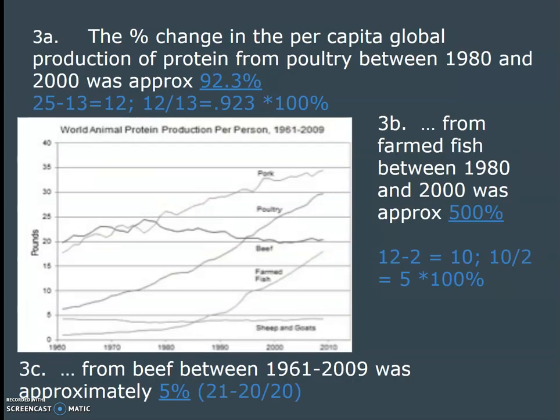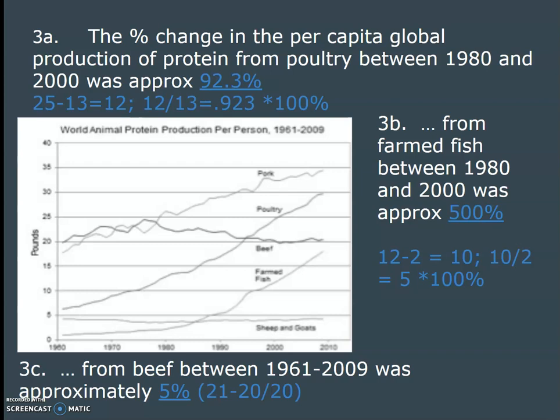So 3 is using the information from the diagram on the left. Go ahead and answer the following. So what is the percent change in per capita, per person, global production of protein on poultry between 1980 and 2000? So you have to find poultry on the graph. You have to look at what it is in 2000. And in 2000, it was 25 pounds. Compared to in 1980, it's about 13 pounds.